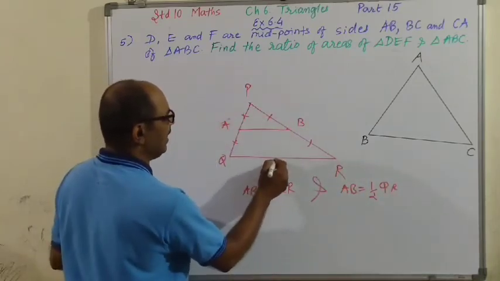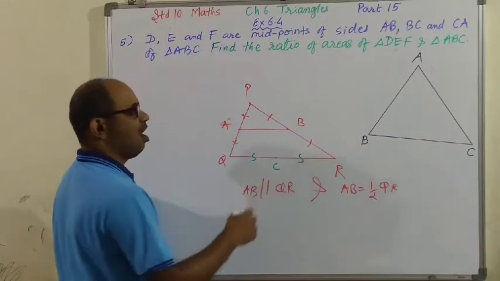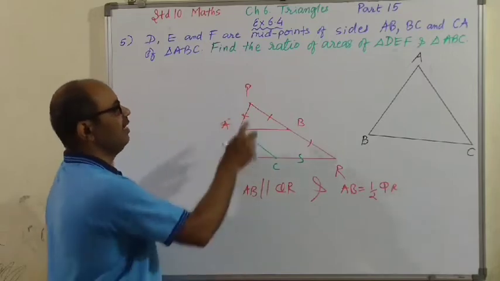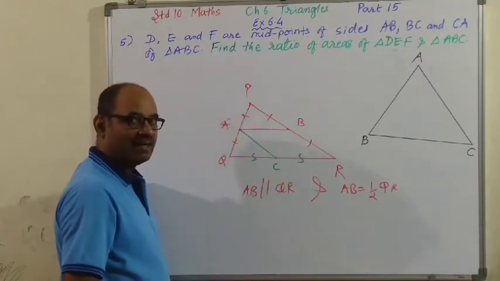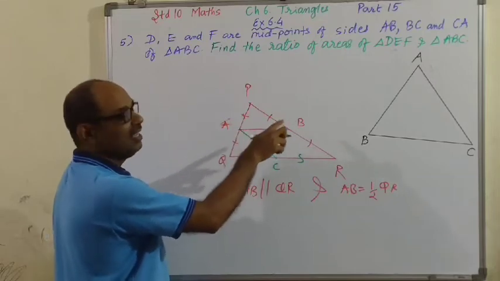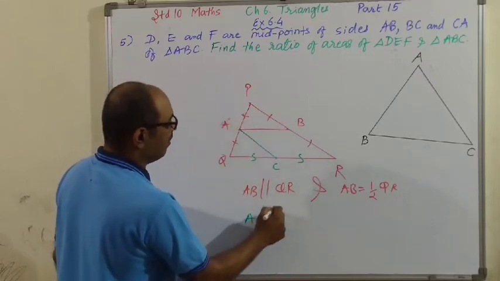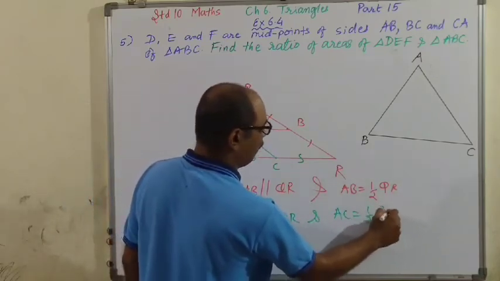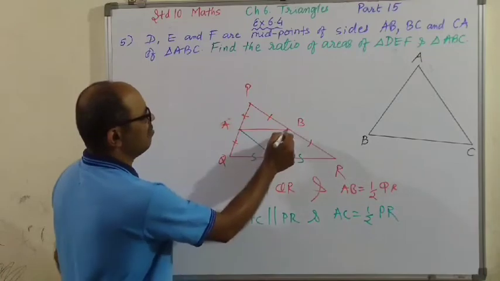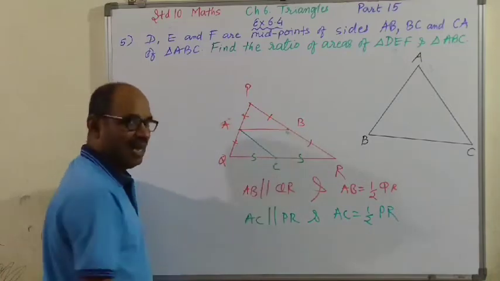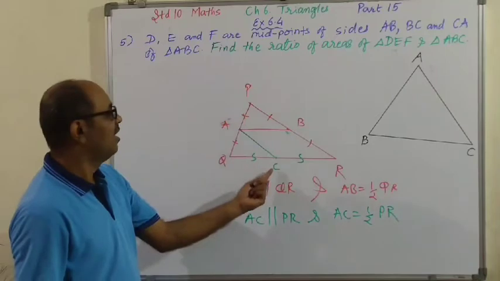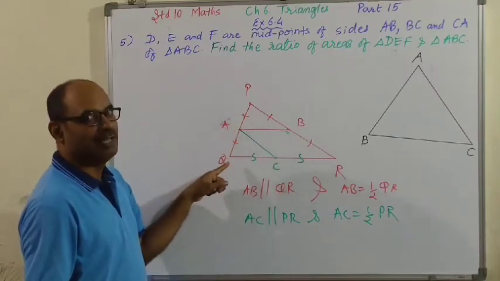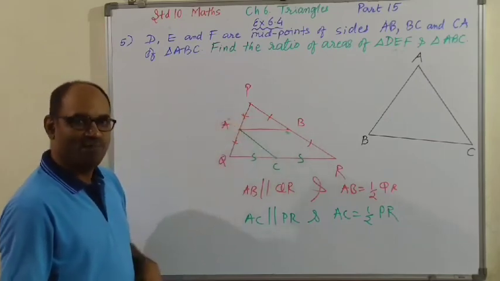If I say C is the midpoint of QR, then AC is parallel to PR, correct? And AC is half of PR. So AC will be parallel to PR and AC is equal to half of PR. Same way you may take the third side if you want. B is the midpoint of PR and C is the midpoint of QR. So the line segment joining BC will be parallel to the third side PQ and BC is equal to half of PQ.